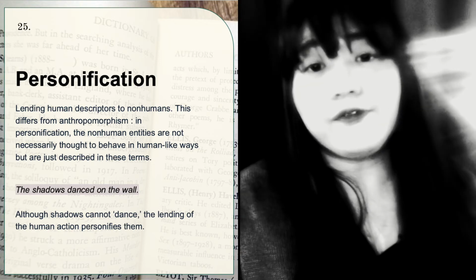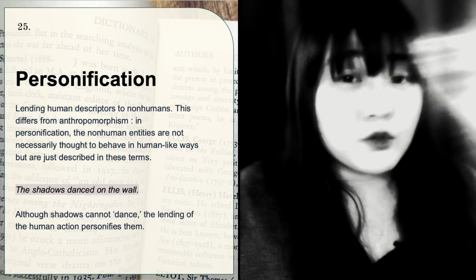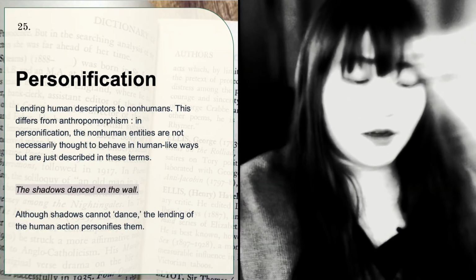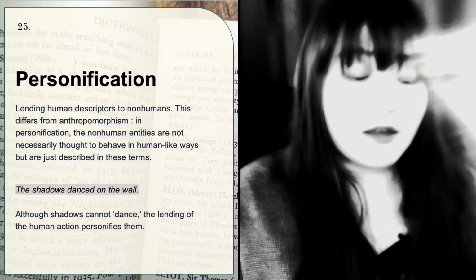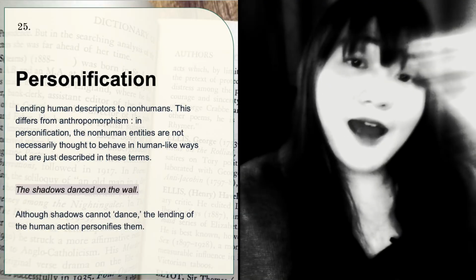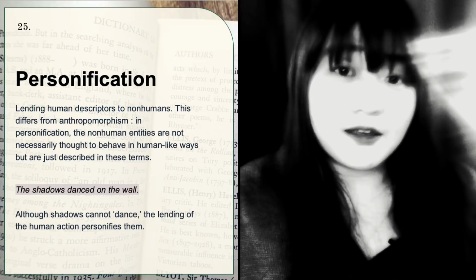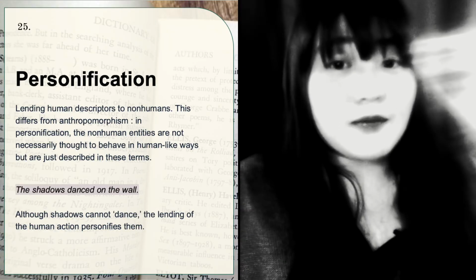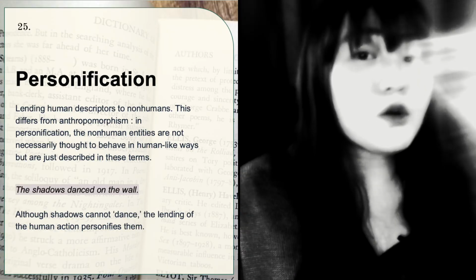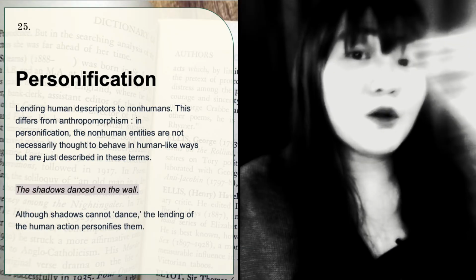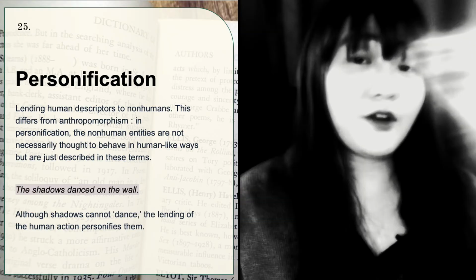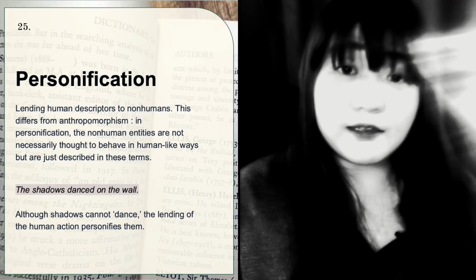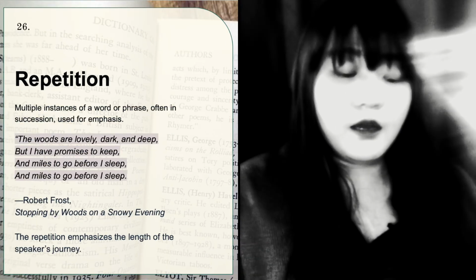For example, if you say something like, "The shadows danced on the wall of Plato's cave." Although shadows cannot dance, the lending of the human action personifies those shadows and gives them life. It seems to make them more animated, more sinister perhaps, or more lively than if this literary device had not been used at all. Literary device number 25 is repetition.